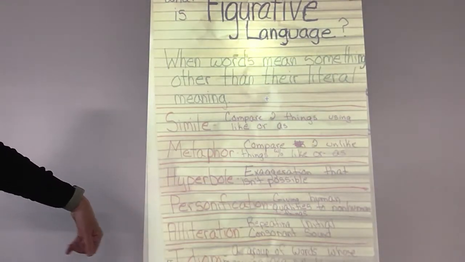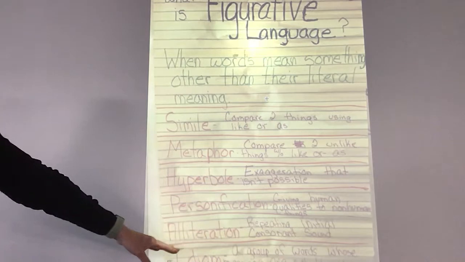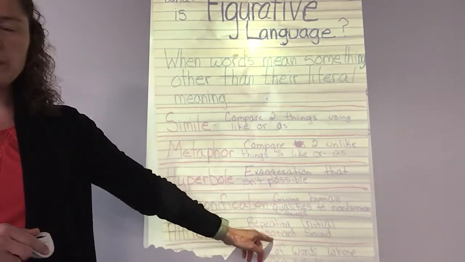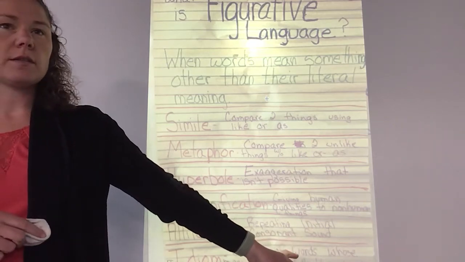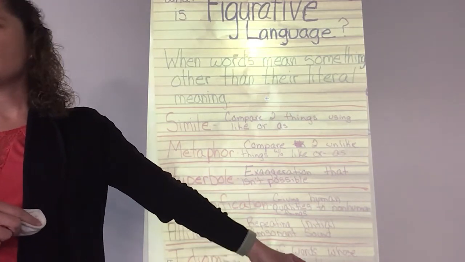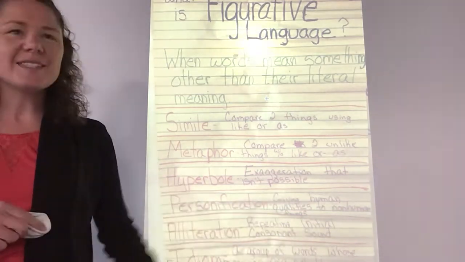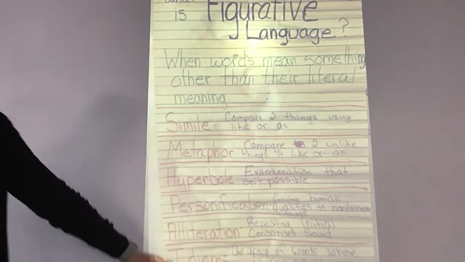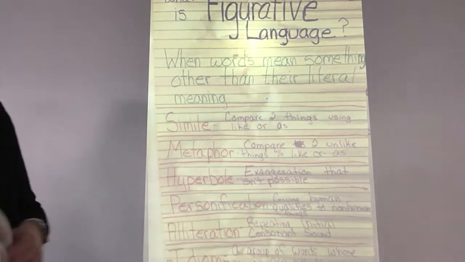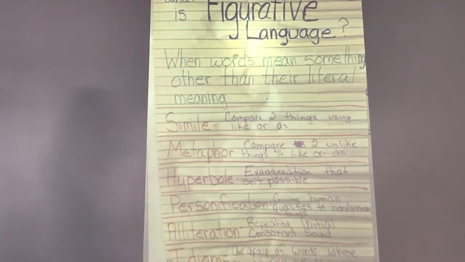All right. Alliteration, that's the repeating of initial consonant sounds, so those beginning sounds. We talked about Sally sells, I can't even say it, seashells on the seashore. There we go. One of those tongue twisters, right? That's an alliteration.